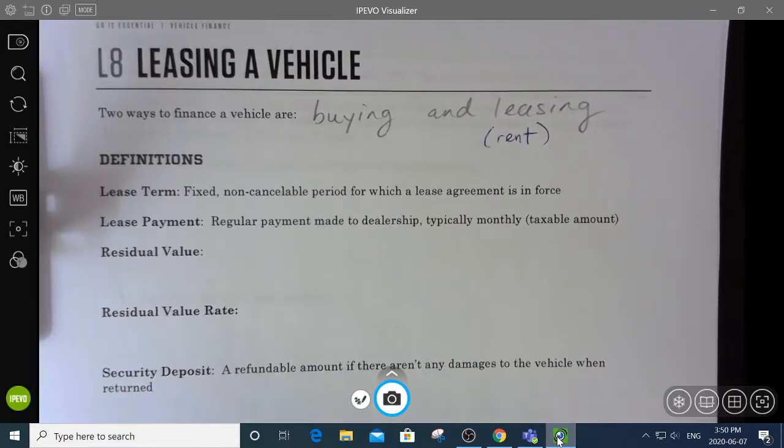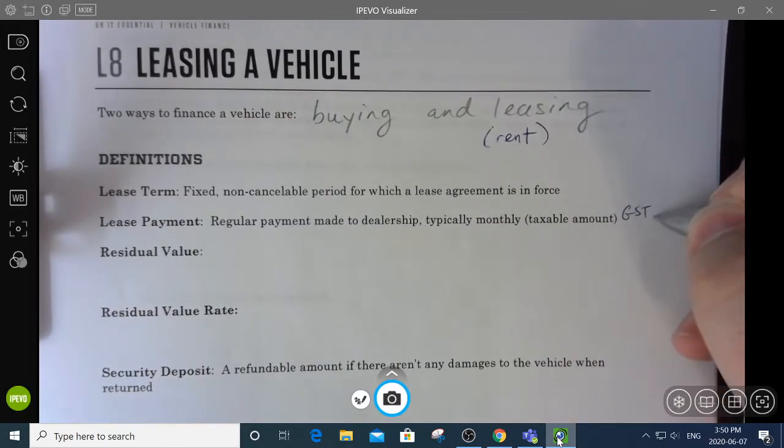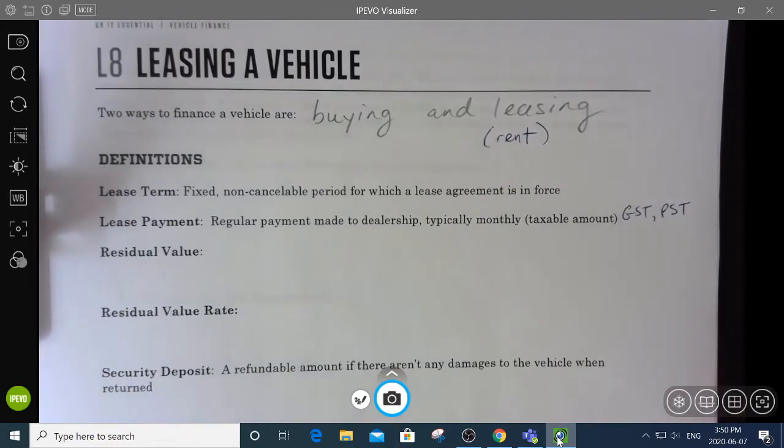The lease payment is the regular payment made to the dealership. It's typically monthly, and yes, it does include GST and PST. You have to pay both taxes on your lease payments.